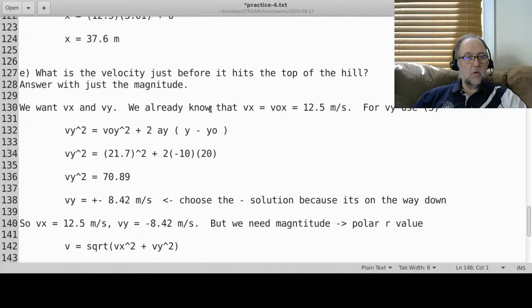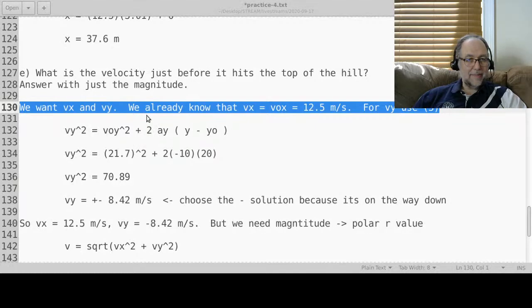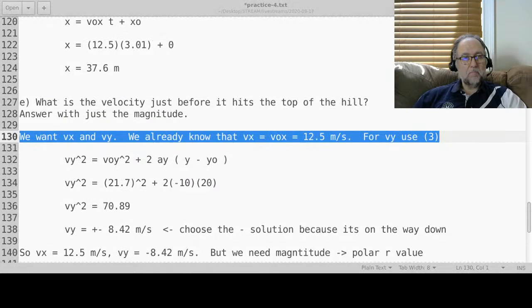Okay, so I start off by saying we want both Vx and Vy. Vx we already know. It's constant all the way through the motion. It's 12.5 meters per second. Okay, Vy we don't know.